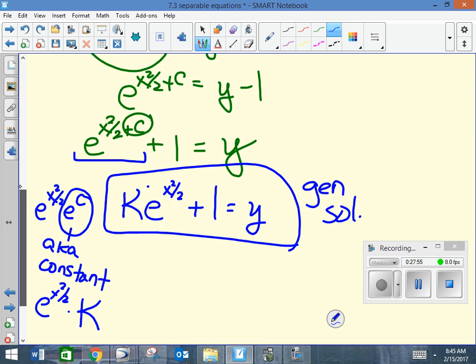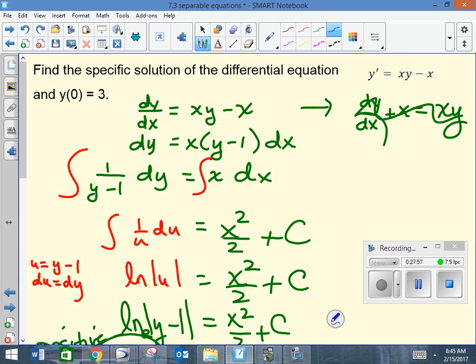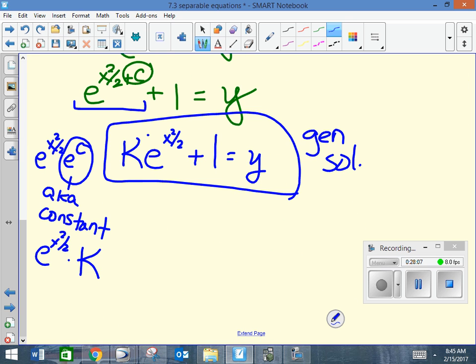All right, now go ahead. Plug in your specific solution. (0, 3) means x is 0, y is 3. Okay, x is 0, y is 3. And we're looking for k.